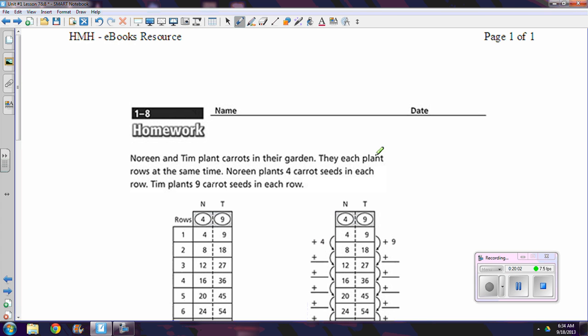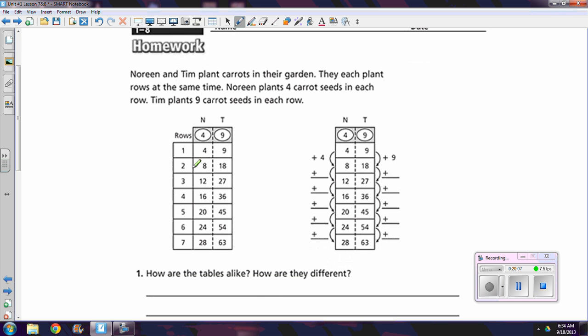All right, so homework. You will be completing the tables here and then answering how are they alike, how are they different. Okay, so remember here, and then you have 4, 9, 4, 9, same information. Noreen and Tim plant carrots in their garden. They each plant rows at the same time, but Noreen plants 4 carrot seeds in each row and Tim plants 9. So you would complete here, here, and then compare their likes and differences.